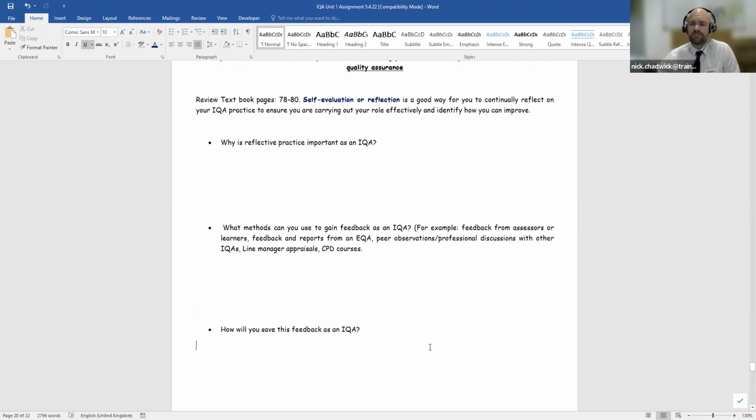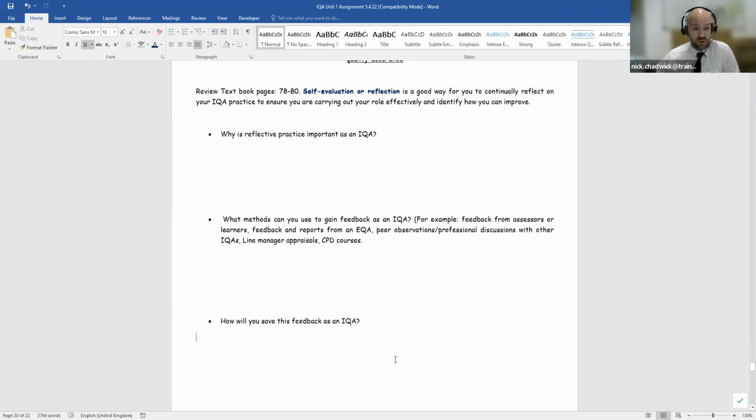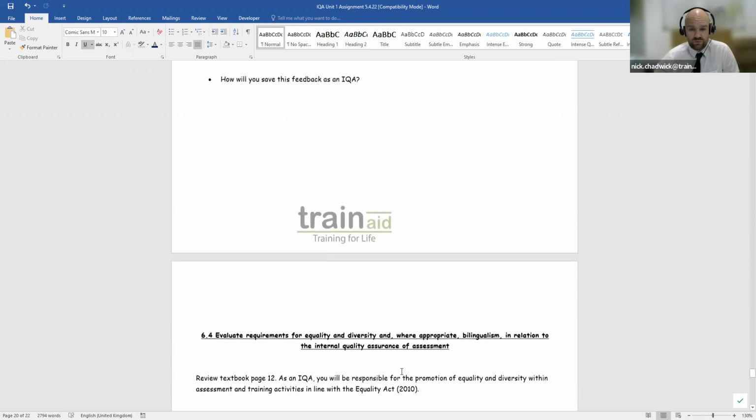So of course, gaining feedback from a number of sources is very, very important. And that's showing that you are reflecting on yourself as an IQA and how you can improve. It's a way perhaps you're going to save your feedback.